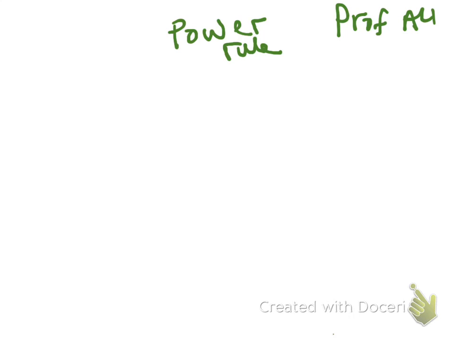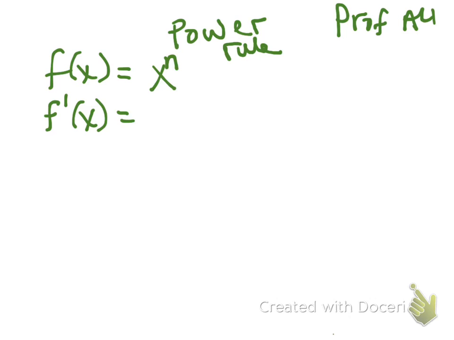So let's say the rule says, if f of x equals x to the power n, the derivative is f prime of x equals n x to the power n minus 1. You move the power to the front, and then you reduce 1 on the exponent.